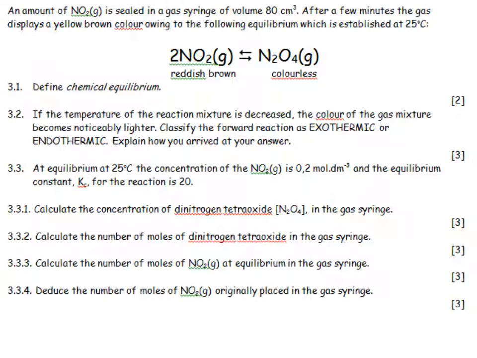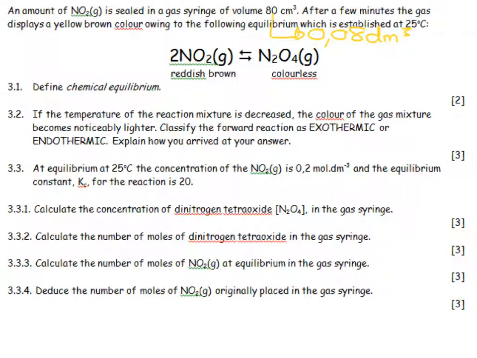We've got an amount of NO2 and it's been sealed in a syringe. The volume is 80 centimeters cubed. 80 centimeters cubed divided by 1,000 is 0.08 decimeters cubed. Keep that in mind. After a few minutes, the gas displays a yellow-brown color, which is really just a mixture of these two over here.